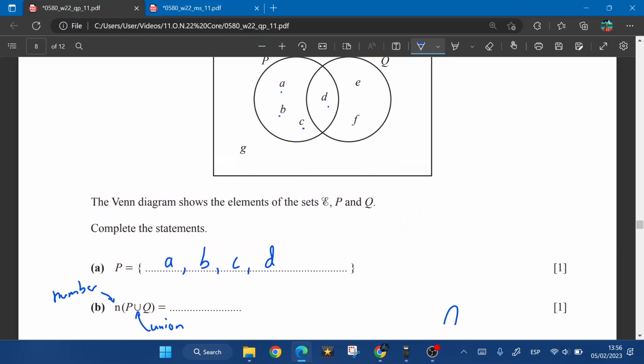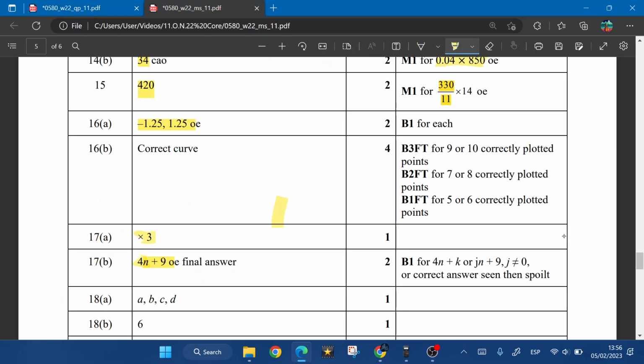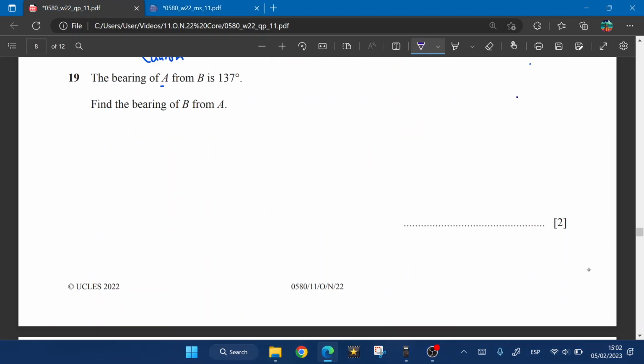So we take everything that's in P, A, B, C, D, and everything that's in Q, E and F as well. Okay, but we don't write them down like the previous one. They don't want the set, they want the number of things. So we just count them: 1, 2, 3, 4, 5, 6. There are 6 things in P or in Q or in both. 6 is here.